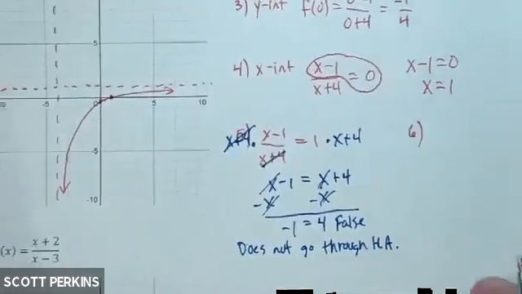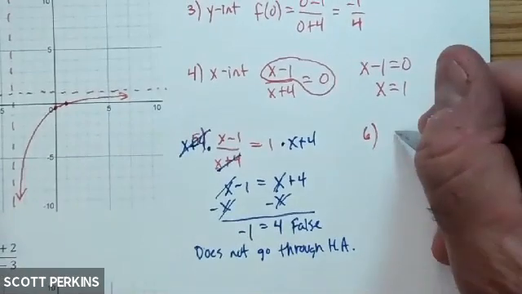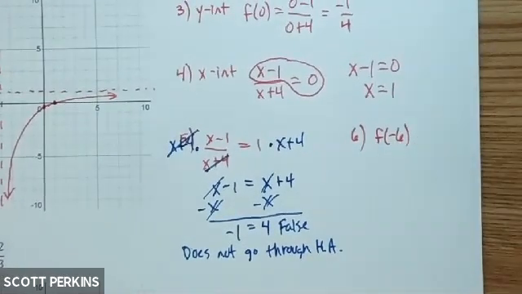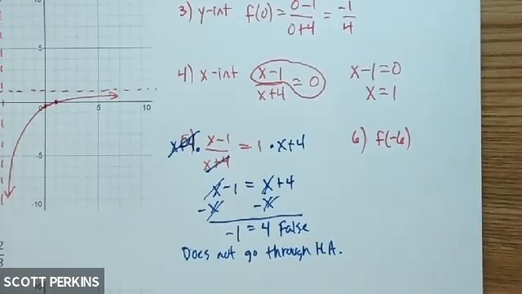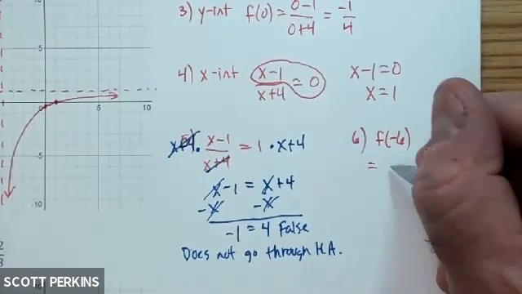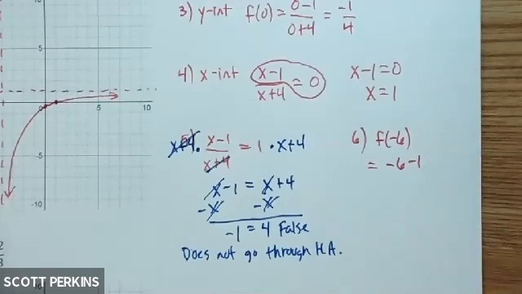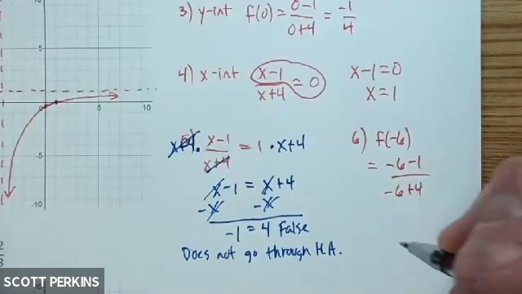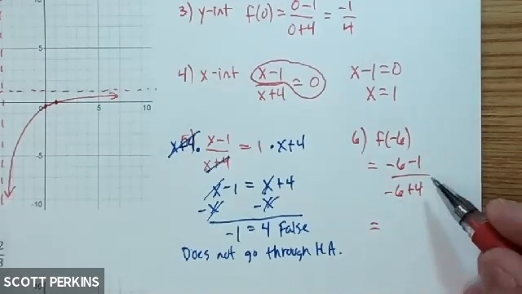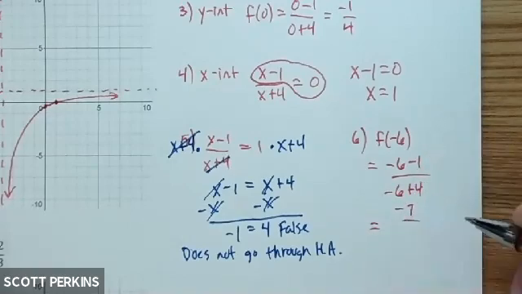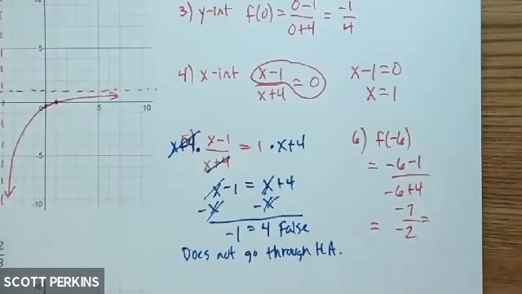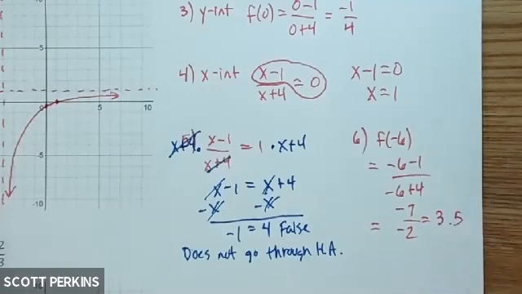-6 sounds excellent. So what we're going to do is we're going to find the function value at -6. And so in the numerator, that is -6 minus 1. In the denominator, that is -6 plus 4. -6 minus 1 is -7. -6 plus 4 is -2. And when you pop that into your calculator, you're going to get a positive 3.5.